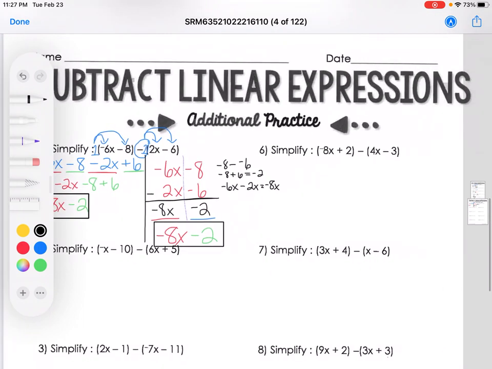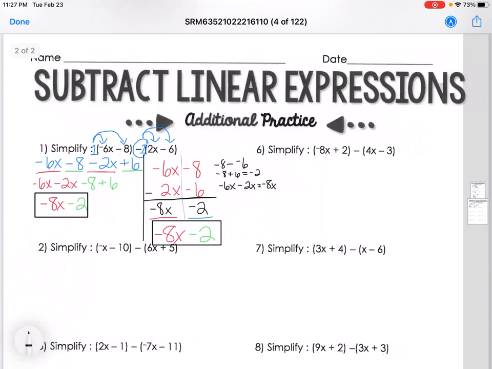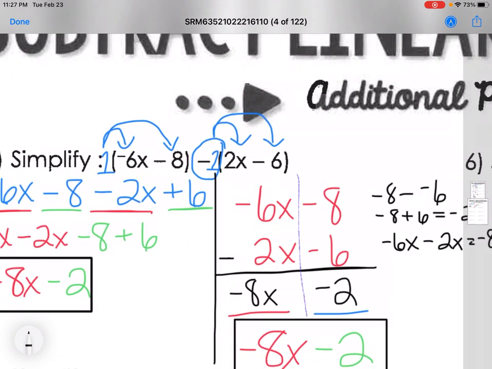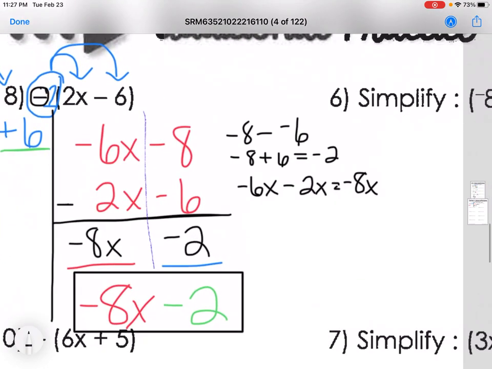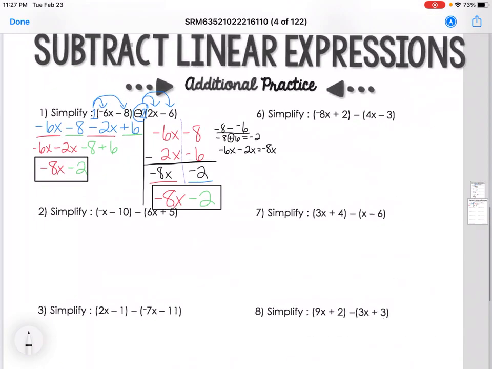So again, both methods work. It's up to you on your preference. You just need to make sure if you use distributive that you carry this negative with the number you're distributing when you're working with subtraction. And when you line it up, you just need to remember that you're subtracting instead of adding. So if you're subtracting a negative like I did here, that's the same thing as adding a positive.